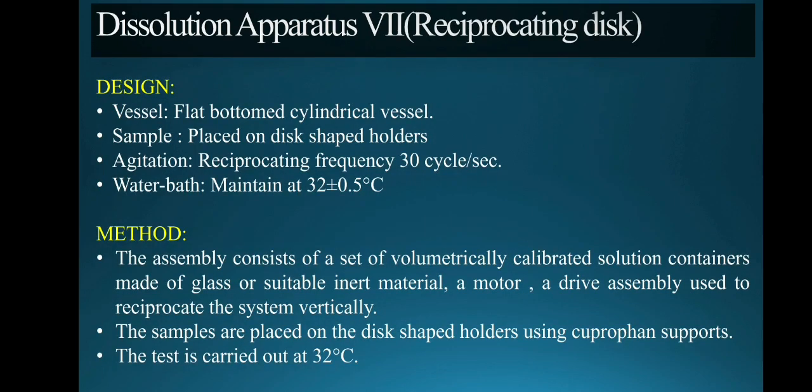Now we move forward to the last apparatus, that is reciprocating disc. Here we have a flat bottom cylindrical vessel and here we have a frequency of 30 cycles per second. Here also the water bath is maintained at 32 plus or minus 0.5 degrees Celsius. Now we have an assembly which consists of a volumetric calibrated solution vessel made up of glass or suitable inert material, and a drive assembly used to reciprocate the system vertically.